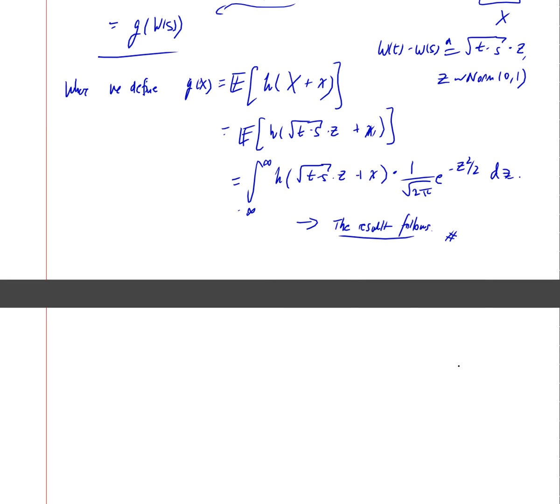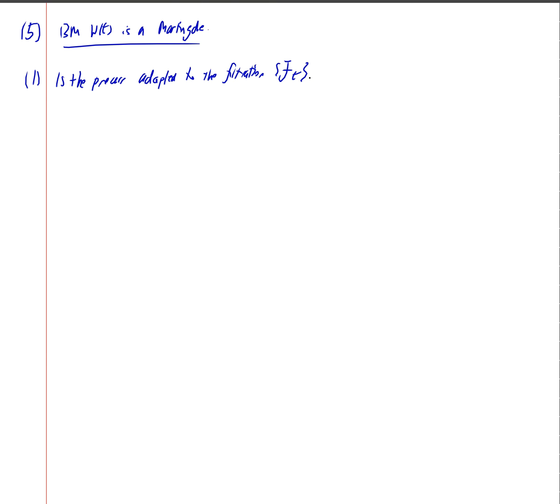Next thing to prove is to show that Brownian motion is a martingale. Okay, so let's show that. So next one, this I think is number 5. Brownian motion W_t is a martingale. So there's generally 3 things to show that a process is a martingale. The first one is to say, is the process adapted to the filtration F_t, where t is bigger than or equal to 0. So adaptedness, or F_t measurability for all t.